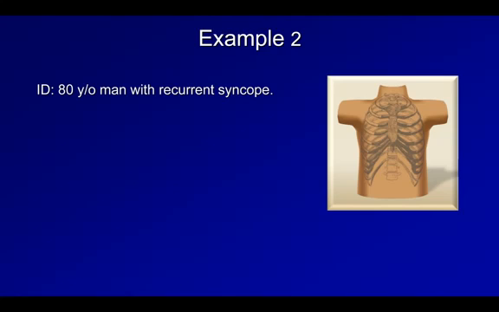Example number 2. An 80-year-old man presents with recurrent syncope. This murmur is best heard with a diaphragm at the second right intercostal space. Let's go through the same set of questions as the last case. So first, what's the timing? Systolic. Now what's the shape?